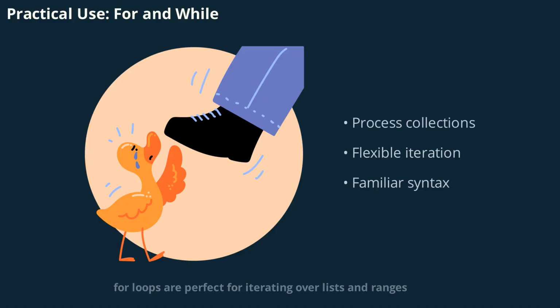Loops are essential for processing collections, handling user input, or performing repeated actions. In Kotlin, for loops are perfect for iterating over lists and ranges, while while and do-while loops are ideal for scenarios where the number of iterations isn't known in advance. Their familiar syntax makes them easy to use for developers coming from other languages.